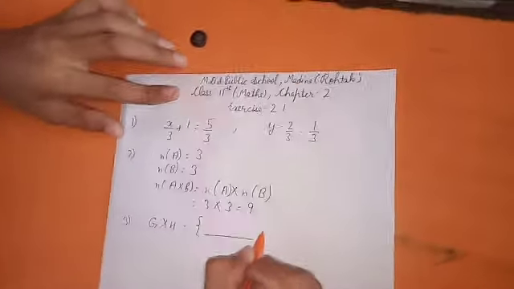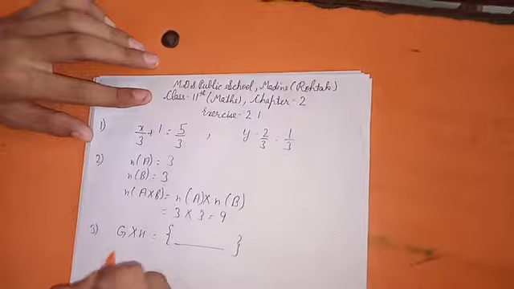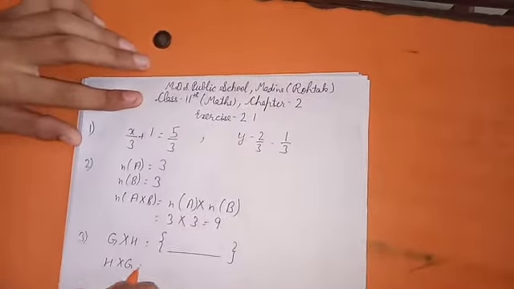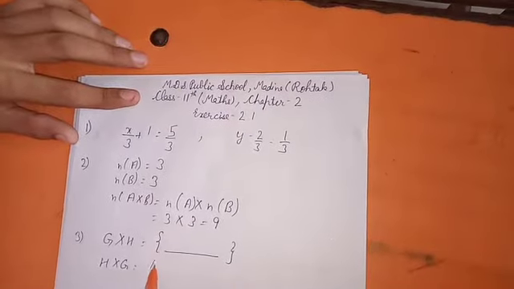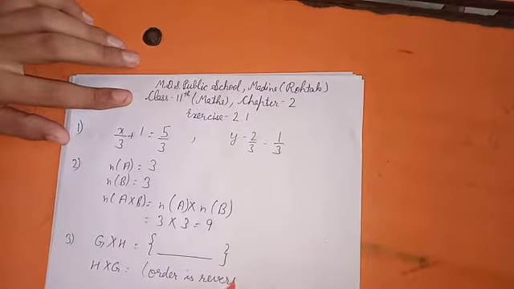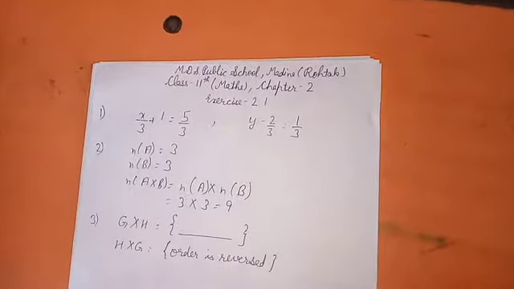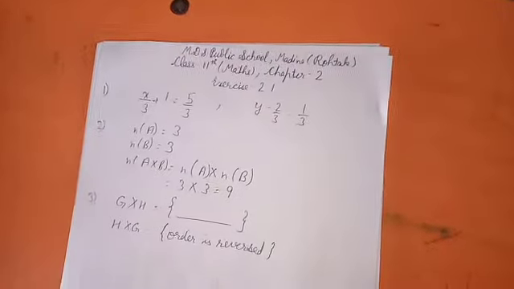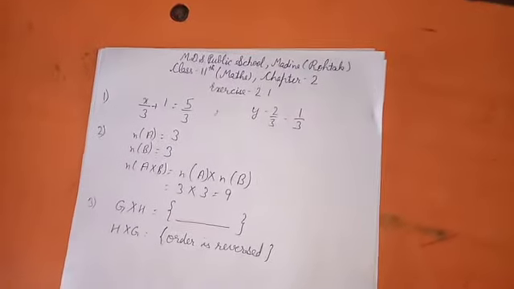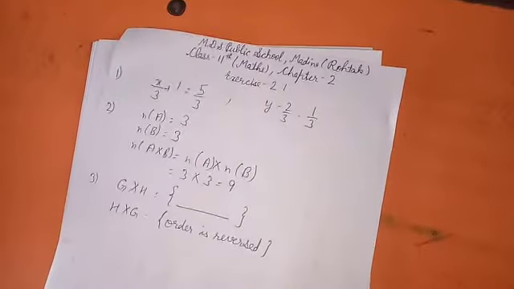Suppose you find G cross H. Okay, it will contain how many? 6 terms. And then if you are finding H cross G, then what will you get? That order is reversed. Okay, it will also contain 6 terms, 6 elements. But the order of each element will be reversed. Okay, now question number 4.